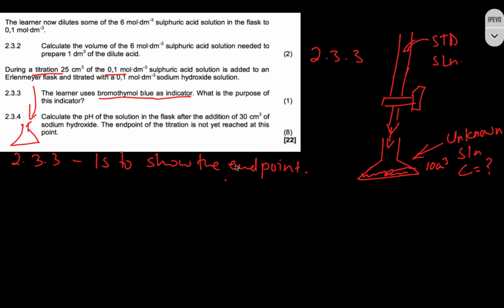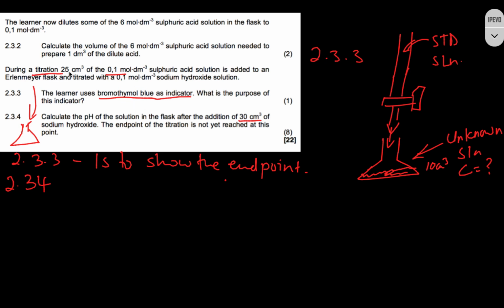So you need that visualization that will tell you that all the acid is now neutralized with the base that you're adding. Right, okay, so now let's move on to 2.34. Now they're saying, calculate the pH of the solution in the flask after the addition of 35 cm³ of sodium hydroxide. The end point of the titration is not yet reached at this point. So this is a very important question to understand.